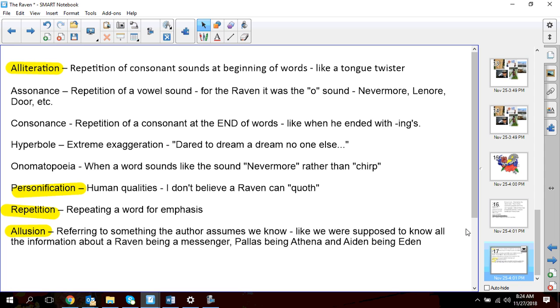And finally, an allusion, a reference to something that the author assumes we know, like we're supposed to know the information about the raven being a messenger, Pallas being Athena, and Aiden being Eden. Okay? You will notice that some of these words are highlighted, and that's because those are the words I expect you to know for your quiz tomorrow. All right, so at this time, what I would like you to do is to take out your vocabulary, and we're going to take a look at that expand your vocabulary.